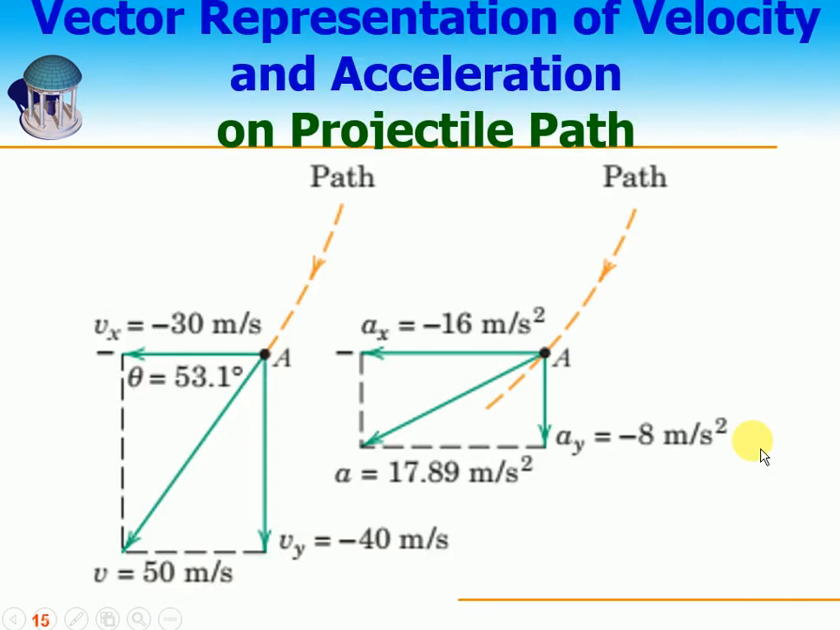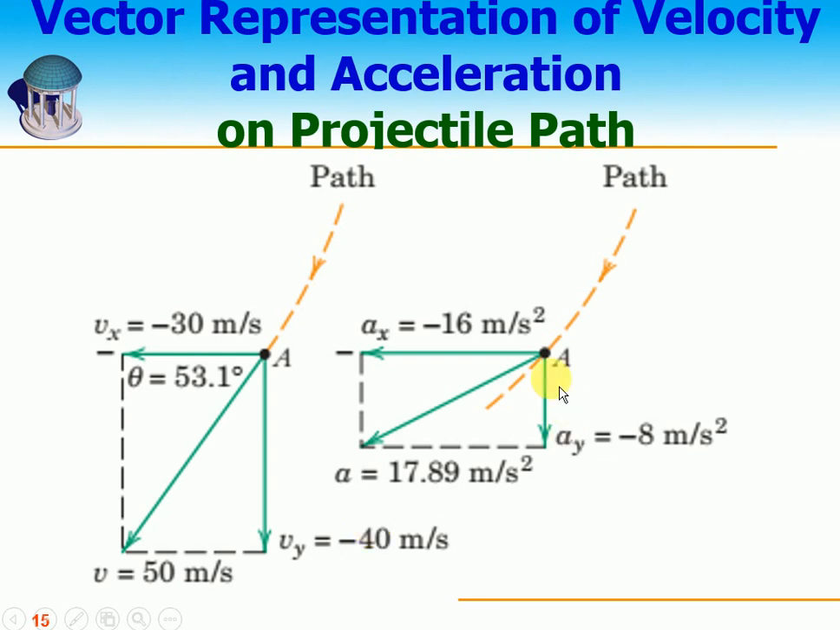Let's see. This is the path, the orange line, followed by the body, and this is the component of the velocity vx, of course in the negative x direction, and y is also in the negative direction. This is the resultant velocity, 50, and if we need to find the angle, we can find tangent inverse of 40 upon 30. Of course, it is the fourth quadrant, and you see it is in the fourth quadrant. Sorry, it is the third quadrant. Both of them are negative. The third quadrant.